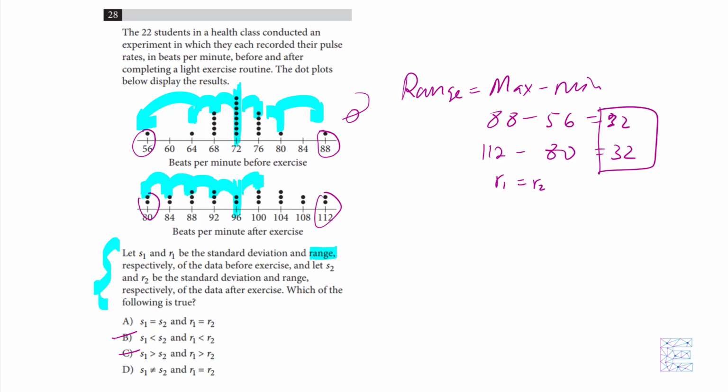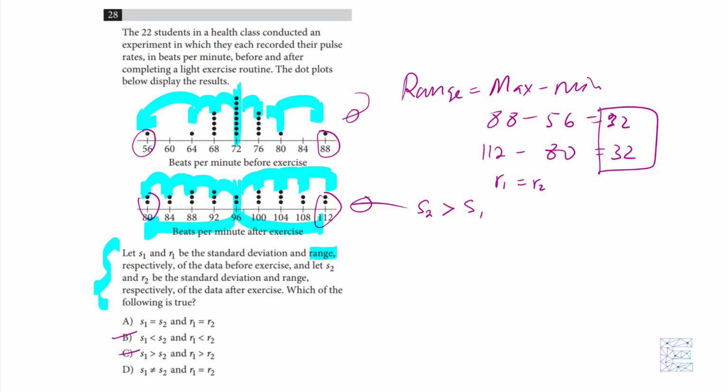So you see that in the second data set, the numbers are more spread out. There are more numbers that are further away from the center. So the further away numbers are from the center, the bigger the standard deviation is. So we can say without any shadow of doubt that this second data set has a bigger standard deviation. So we can say S2 is bigger than S1.